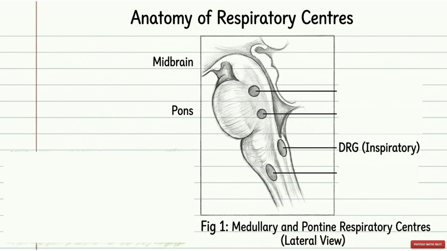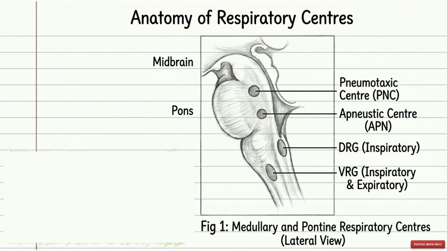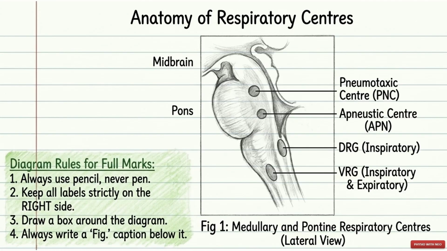This diagram shows the dorsal respiratory group and ventral respiratory group of neurons in the medulla, and the apneustic center and pneumotaxic center in the pons. Remember, while drawing this diagram, always use a pencil, never a pen. Keep all the labels strictly on the right side. Draw a box around the diagram and always write a figure caption below it.